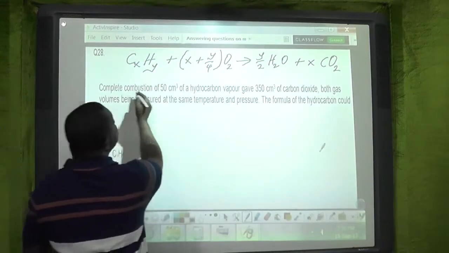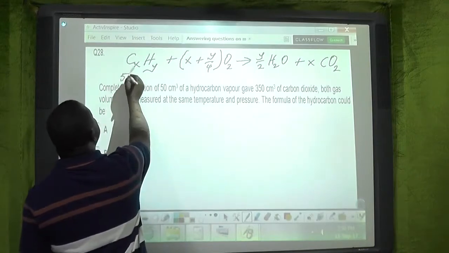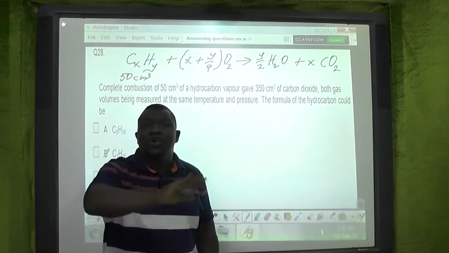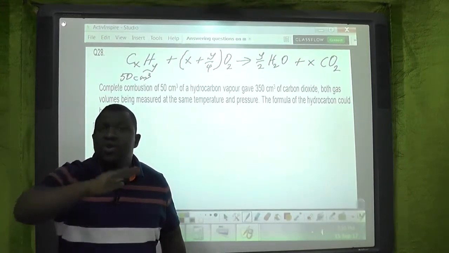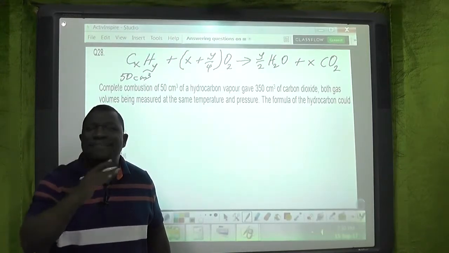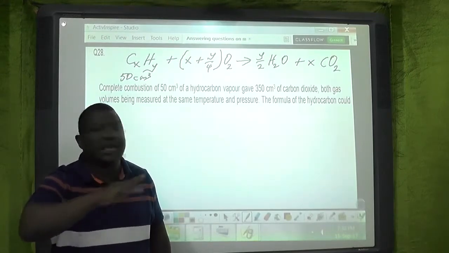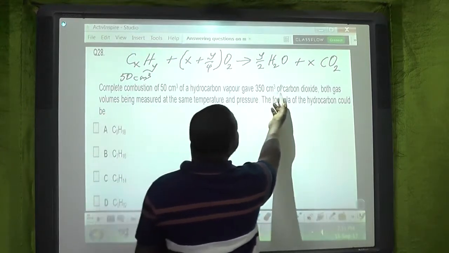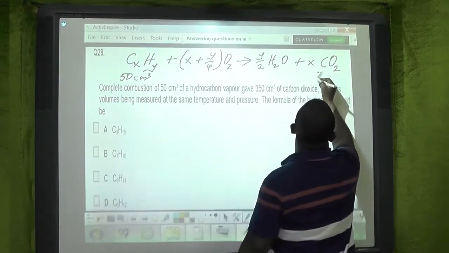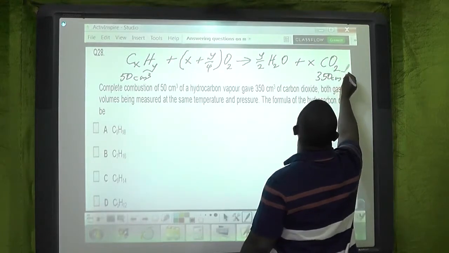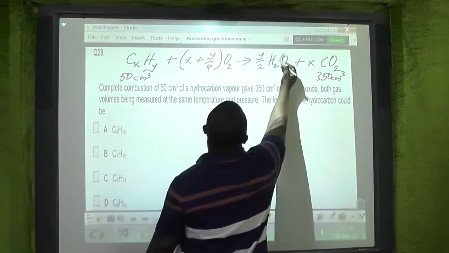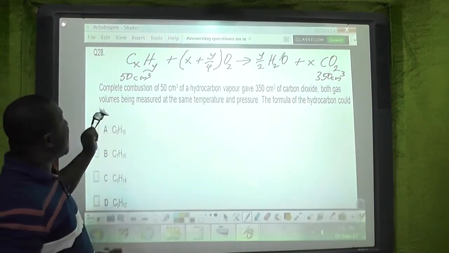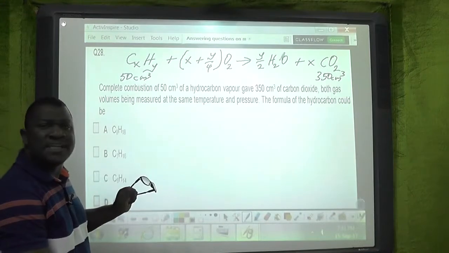That means they say complete combustion of 50 cm³ of these. Complete combustion means no soot. No soot means no black powder. That means all carbon combusted. And if all carbon combusted, and they're telling us 350 cm³ of carbon dioxide formed, we are not bothered about the amount of water formed or the amount of oxygen used. Nobody is bothering us about that in this question. They are asking for the formula of the hydrocarbon, as simple as ABC.